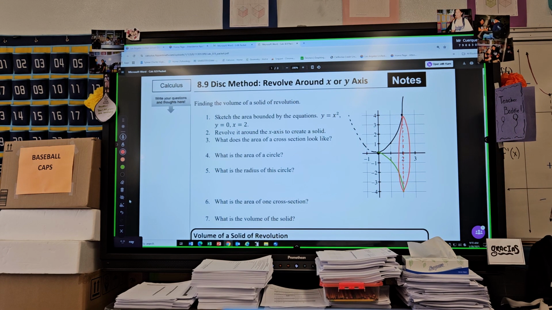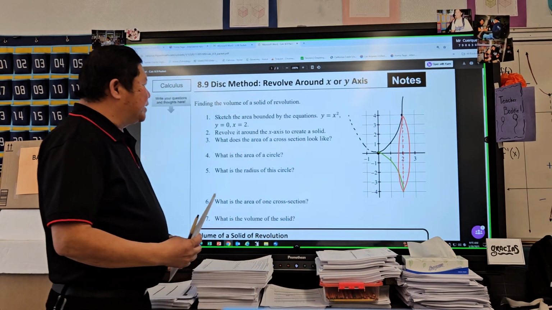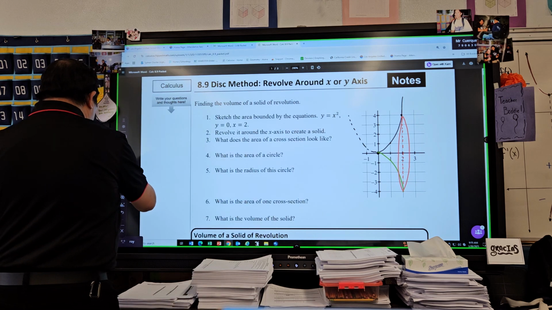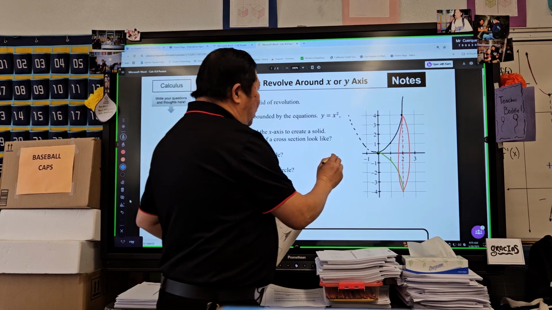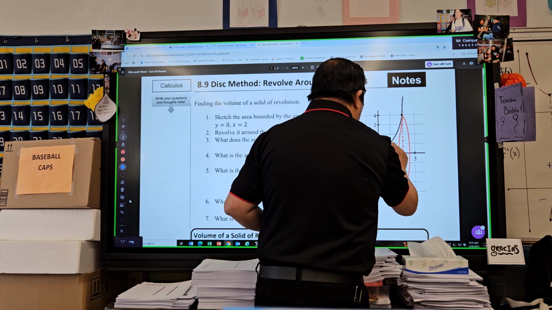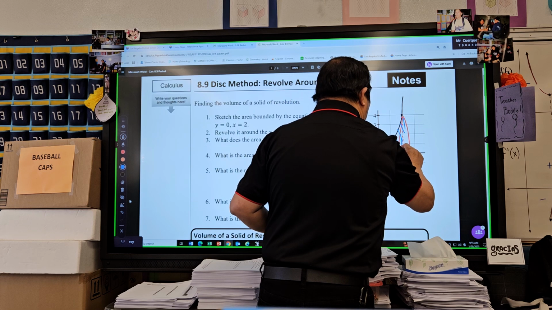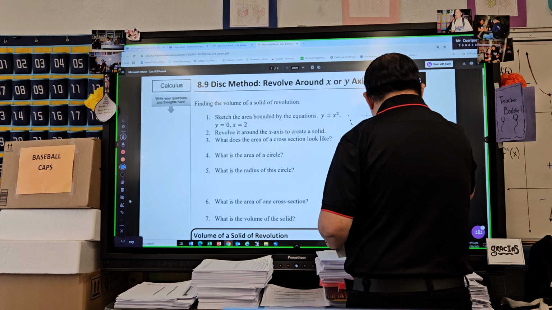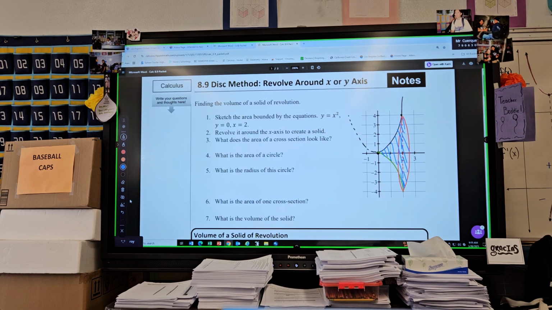Can you imagine, guys? Okay, so revolve it around the x-axis to create a solid. So this is now the solid that we created. I'm gonna use blue color. So it's 6 minus 2, 4. And the equation is half times x squared. So it's half times 4 squared.